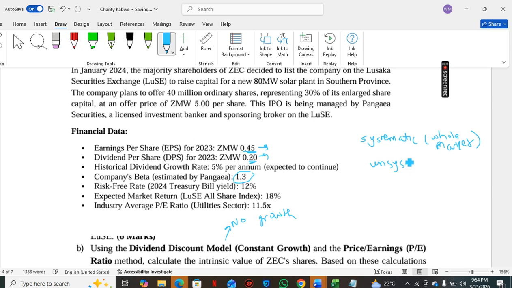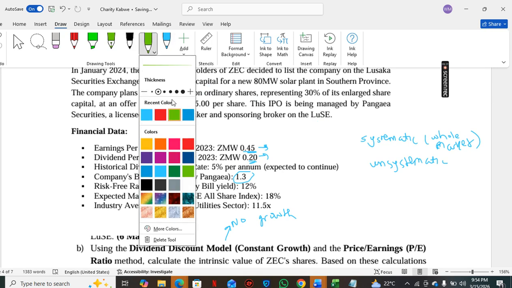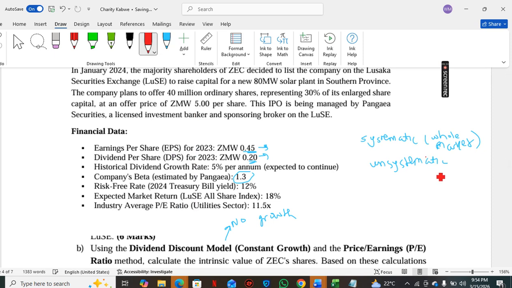Okay, unsystematic risk is industry specific, and it can be diversified away by a portfolio, just by holding different shares in different industries, and you get rid of this risk. Okay, so systematic is the whole market. You cannot run away from it. It affects the whole economy. Like, let's say, this war in Iran.